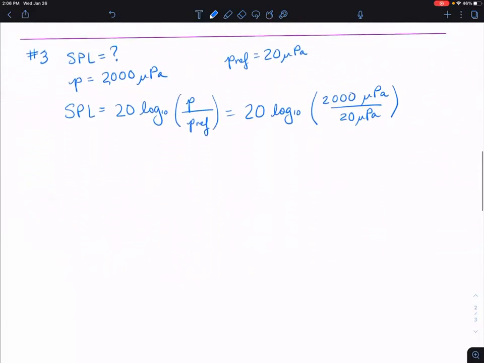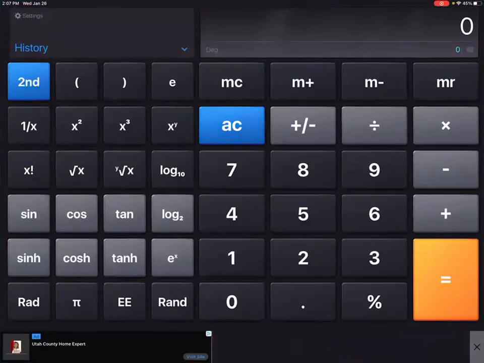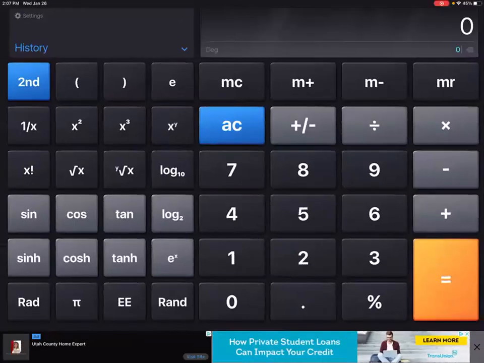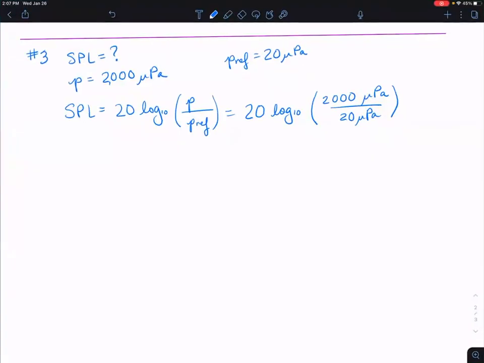Okay, so just real quickly, if you have a calculator on your phone, if you turn it this way, you only see the basic calculator. If you use your landscape, you'll be able to see the full calculator. It has the log 10 button and the EE button. Okay, so going back to what our problem was. Okay, we have 2,000. So on the calculator, we're going to go 2,000 divided by 20 equals. Okay, so that's the first step.